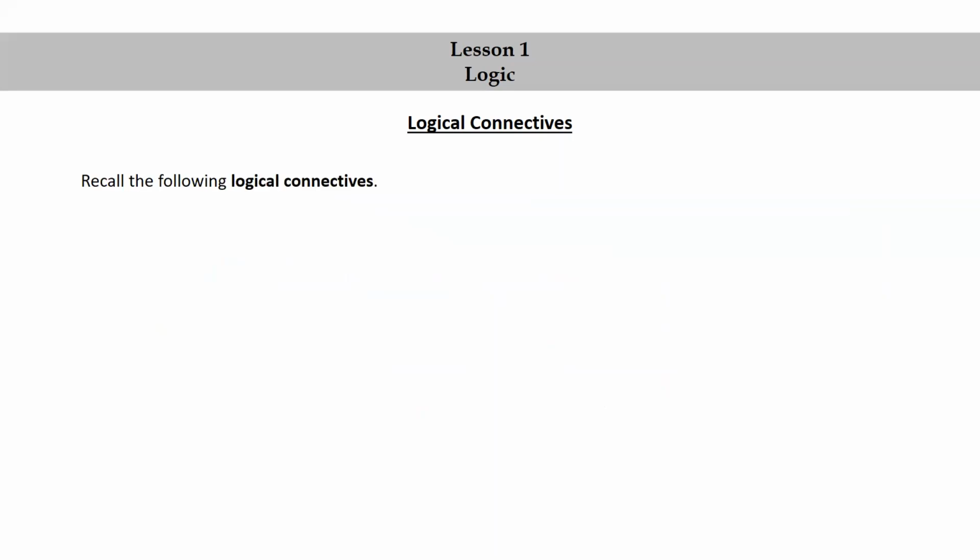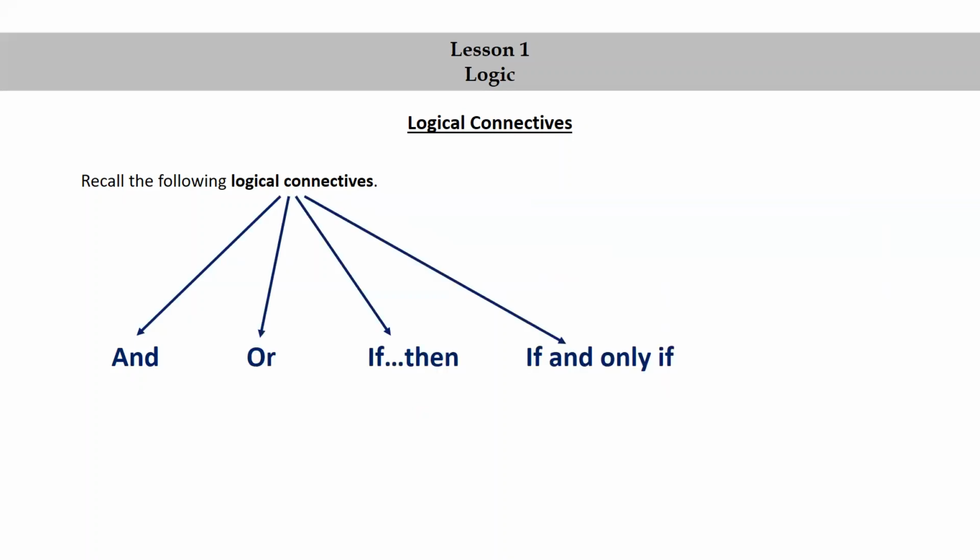Logical connectives. Recall the following logical connectives: and, or, if then, if and only if, not. We use a wedge symbol for and, a V symbol for or, a right arrow for if then, a double arrow for if and only if, and a tail dash symbol for not.